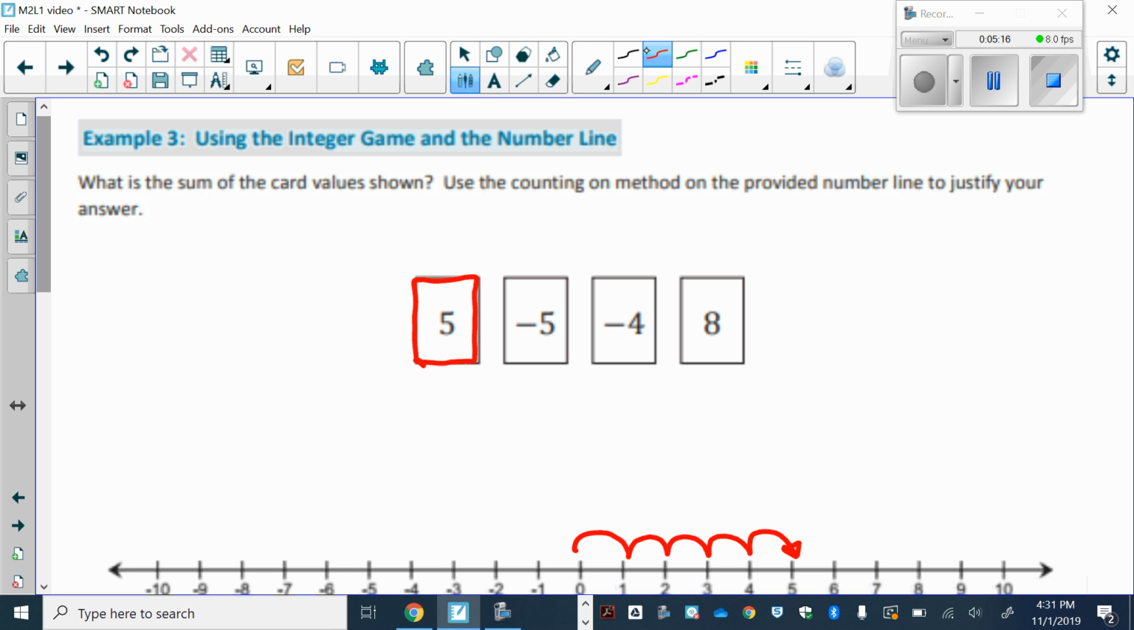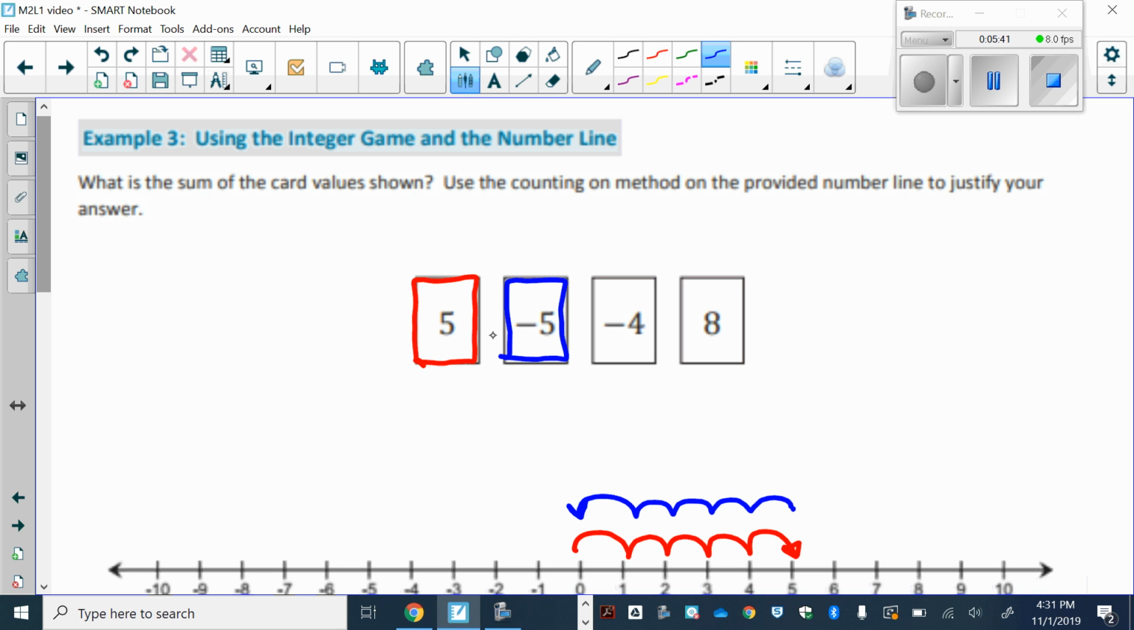Then I have negative 5. I'm going to start where I stopped. Negative means move to the left. So 1, 2, 3, 4, 5. Oh, I just added opposites. When you add opposites, the sum is 0. Look at where I finally landed.